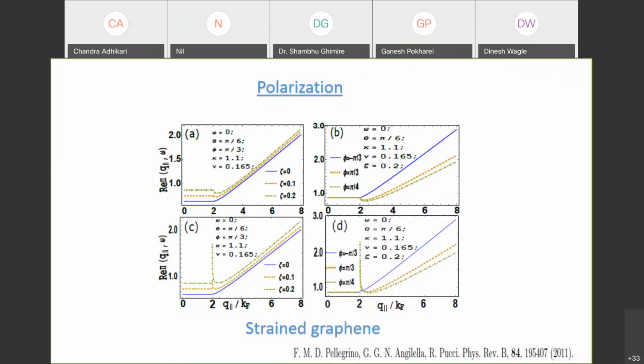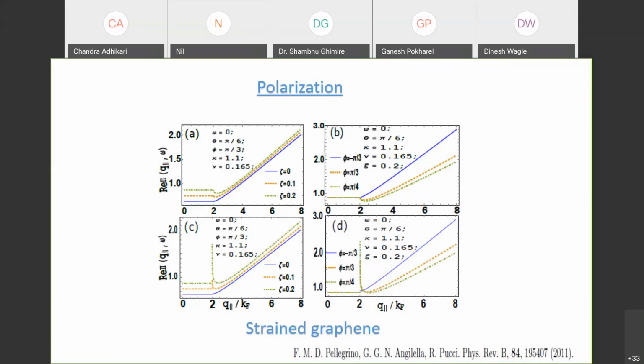Now, the first figures, A and B, are the polarization function when we have only first order correction. The lower figures, C and D, are the polarization function when we consider second order correction. So the difference is at twice K Fermi, because of the second order correction, there is some difference at twice K Fermi. Besides that, everything else is almost similar.